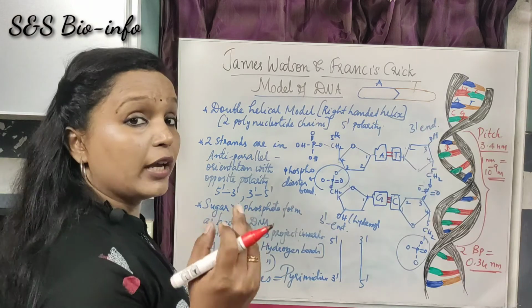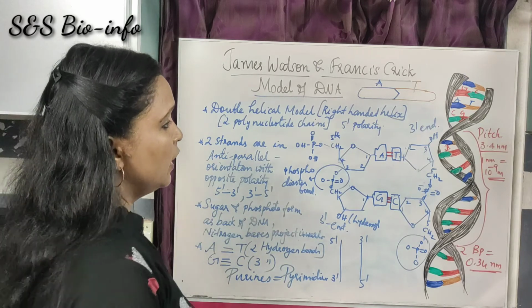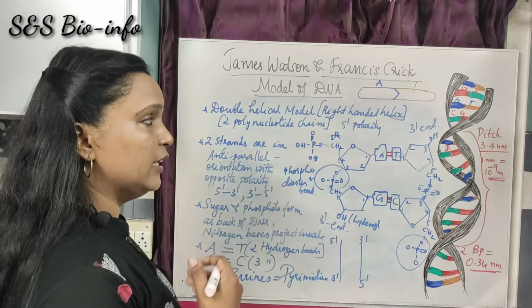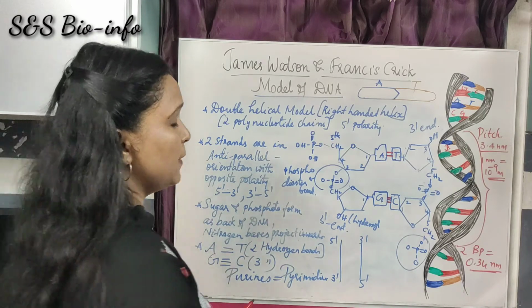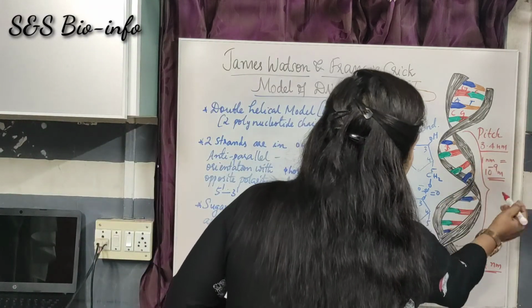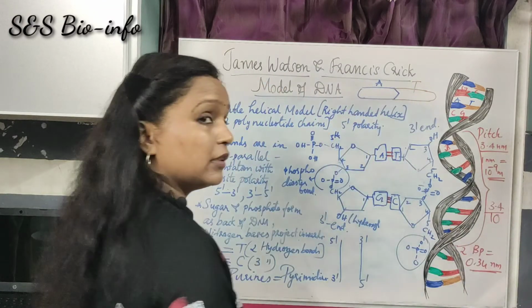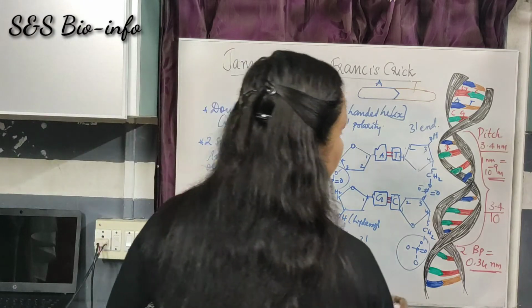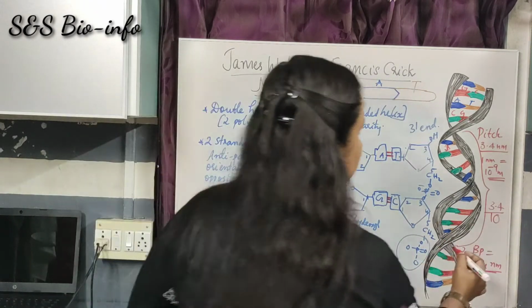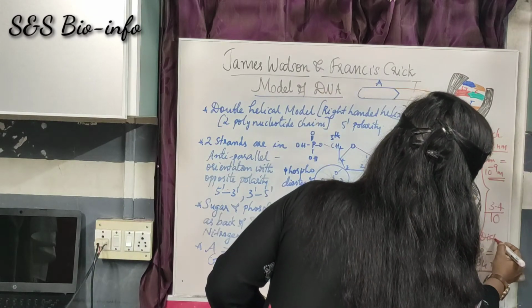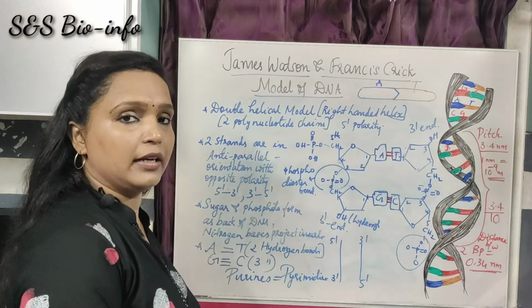How can we find out the distance between two consecutive base pairs? It can be found out by dividing the pitch by the total number of base pairs. Here the pitch is 3.4 nanometers divided by 10 base pairs in a full turn. So the answer is 0.34 nanometer. The distance between two consecutive base pairs is 0.34 nanometer.